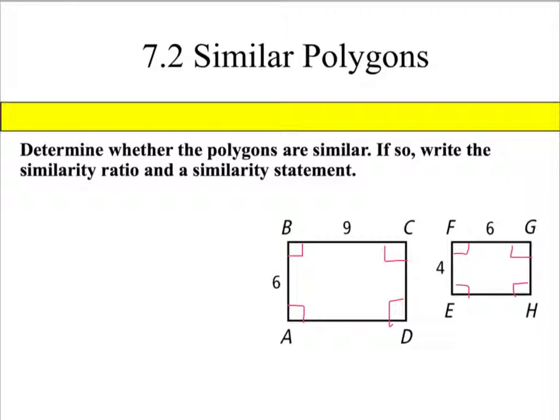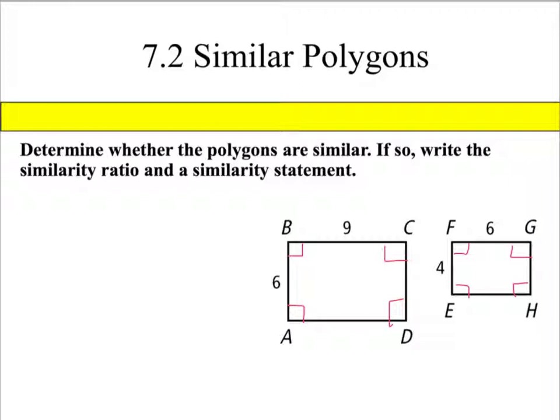And it says, if so, write the similarity ratio and the similarity statement. So when we look at this, the only way to figure out if the polygons are similar is, first off, are all the angles the exact same? Are they all congruent from one polygon to the next? And then the second one is going to be the similarity ratio, the ratio between the two objects. So when you look at this, I'm going to set this one up.